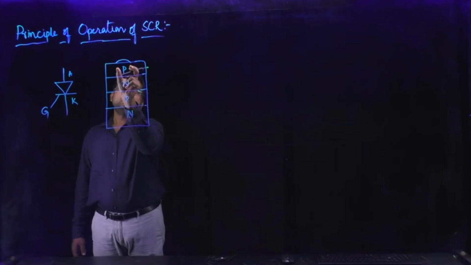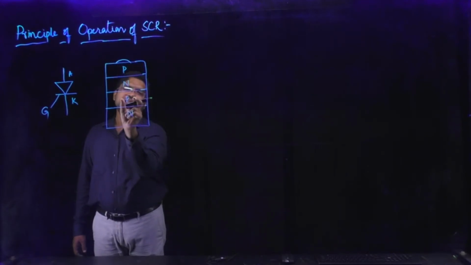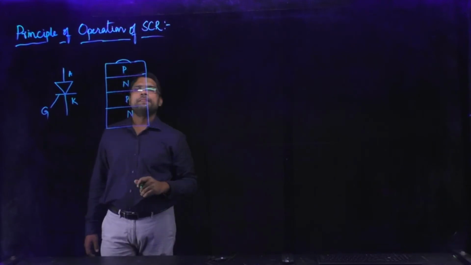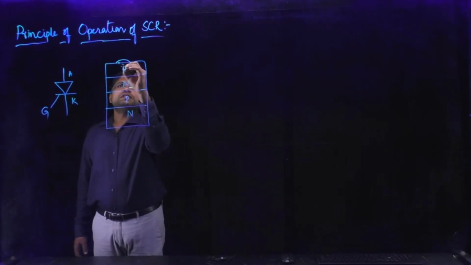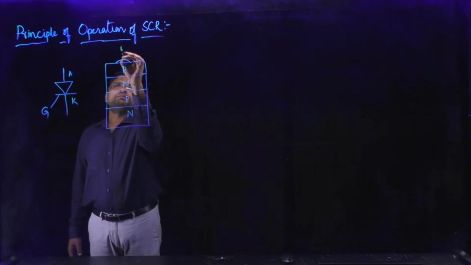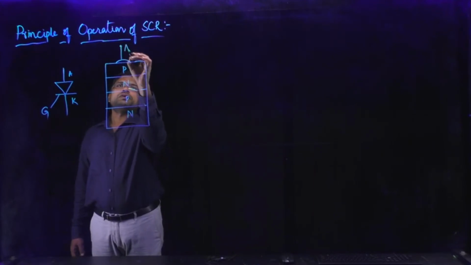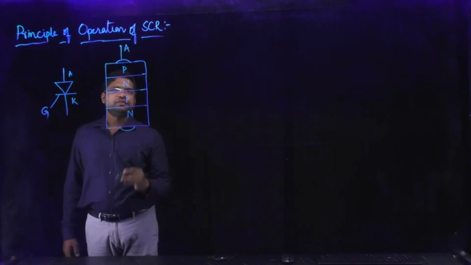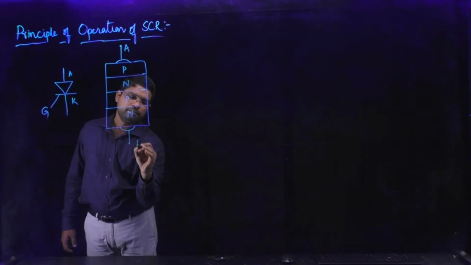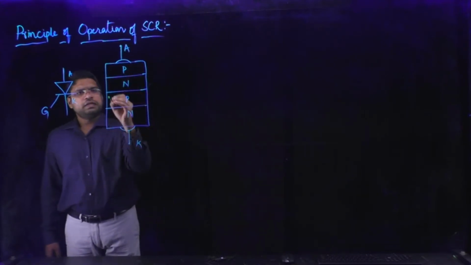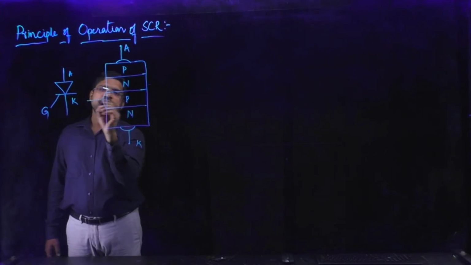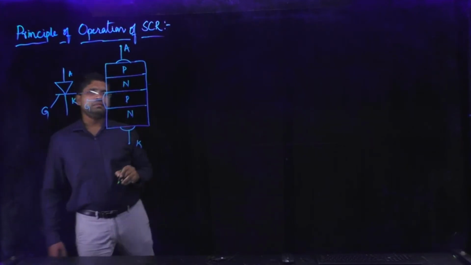This P layer is called the outer P layer. This P layer is called the inner P layer. This N layer is called the outer N layer. This N layer is called the inner N layer. The electrode connected to the outer P layer is called the anode. The electrode connected to the outer N layer is called the cathode. The terminal connected to the inner P layer is called the gate. This is the gate terminal.